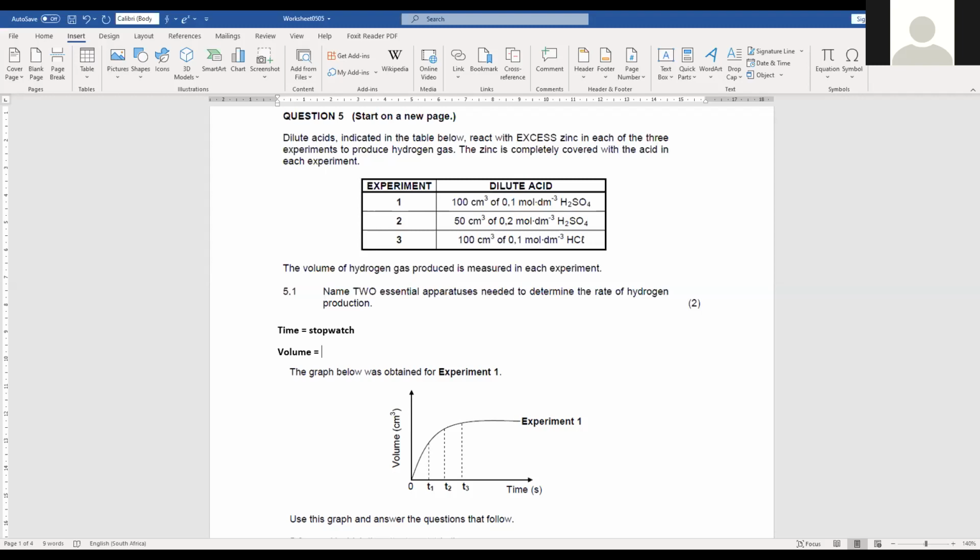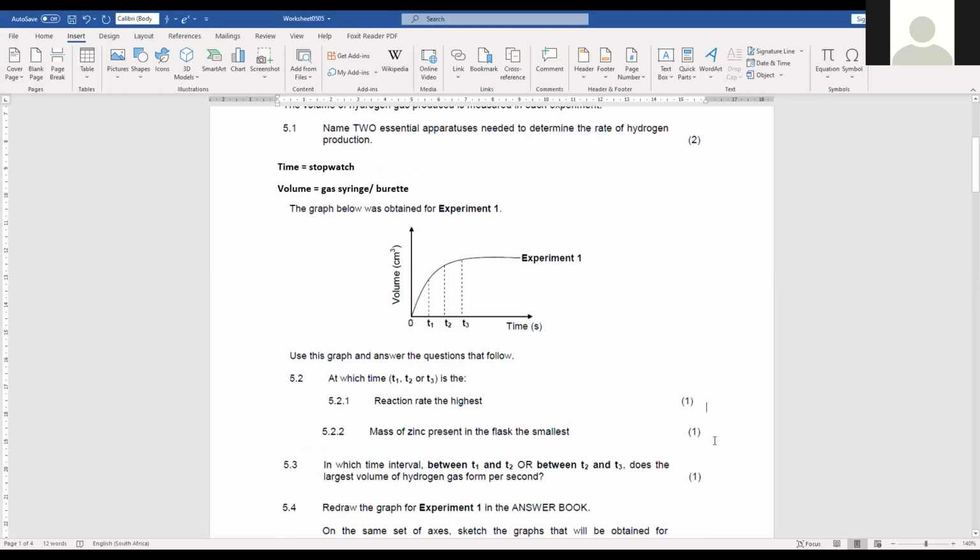So if you add an acid to zinc, the general rule is acids added to metals will always give you hydrogen gas and then a metal salt. So we want to catch the gas and see how much of the gas was made. So you would be able to use something like a gas syringe, or you can use a burette, but I would stick with a gas syringe. It's the easiest way to do it. Does that make sense to everyone?